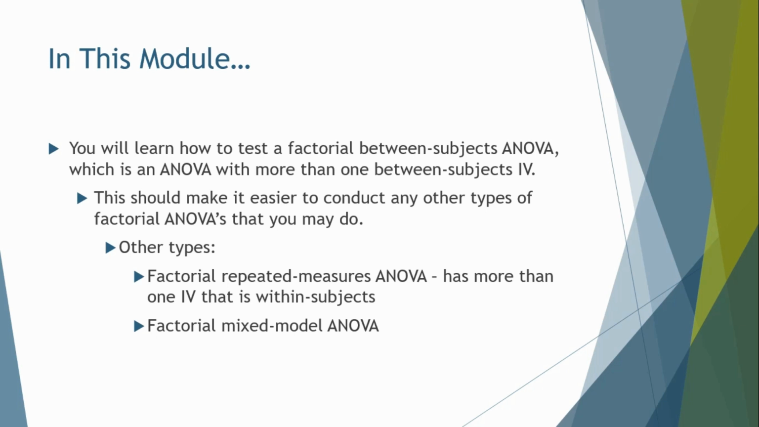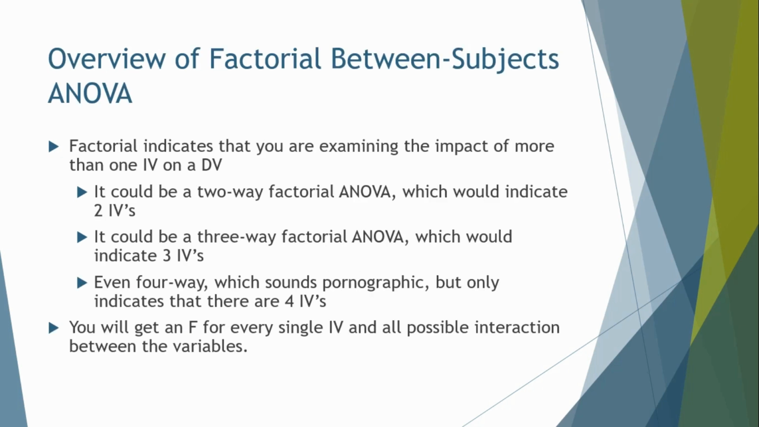So you could, after this particular module, have a good idea of how to do a factorial repeated measures ANOVA, where all of your IVs are repeated measures or within subjects. You could also do a factorial mixed model ANOVA, which is where you have a combination of between subjects IVs and within subjects IVs.